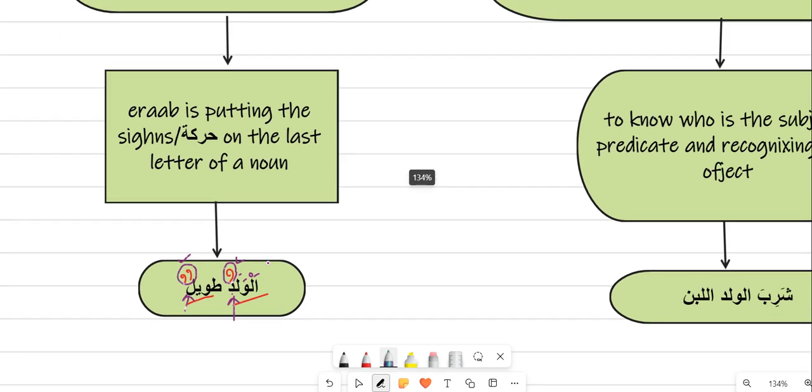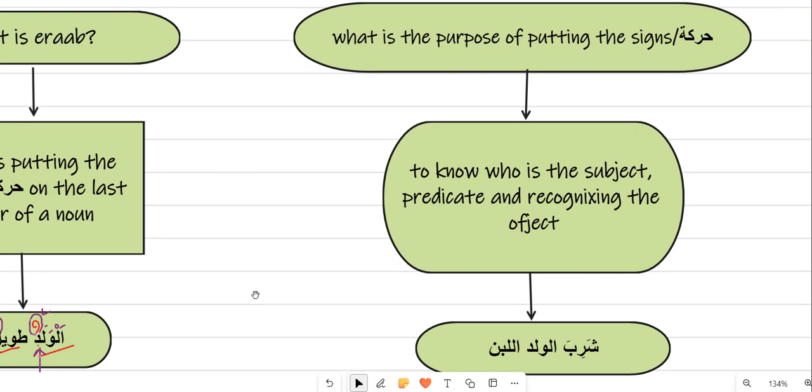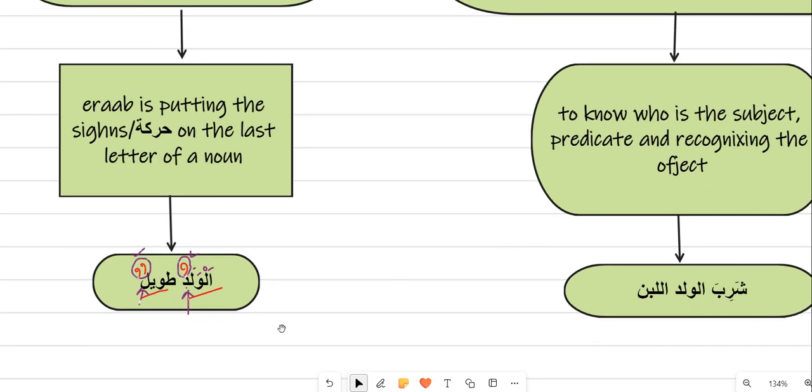So now one may ask, why should I learn Arab? Because if you don't have the knowledge of Arab, if you don't know what haraka to put on the last letter, for example, you see these, actually this is a nominal sentence, and this I have given as an example of a verbal sentence.